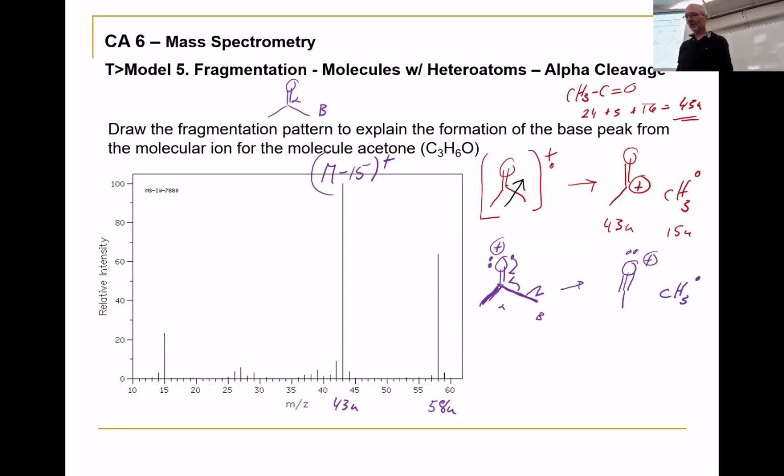I didn't want to get it to be too complicated, but I felt like you guys had enough background that I could show you either way. And the reason why this is helpful is it helps explain that this is a fairly common fragmentation pattern, and we call this the alpha cleavage. It's essentially breaking the carbon-carbon bond that's right next to where the heteroatom is.